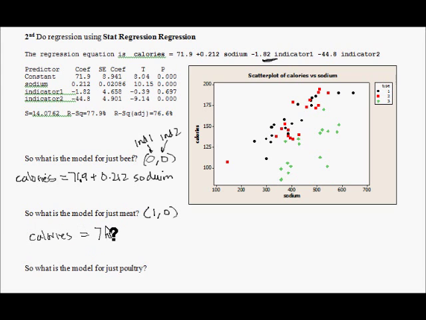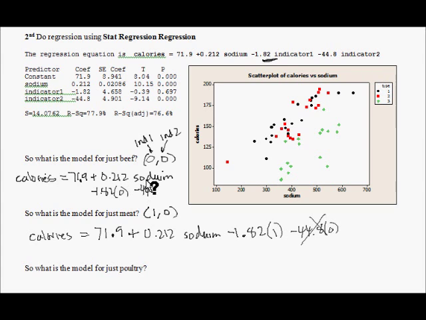is equal to 71.9 plus 0.212 times sodium. But notice we're going to have minus 1.82 times 1, if you want, minus 44.8 times 0, which goes away. Because over here we also had minus 1.82 times 0, minus 44.8 times 0 for the beef, right? Those disappeared. We ignored those. So here I'm going to subtract 1.82 from the 71, right?